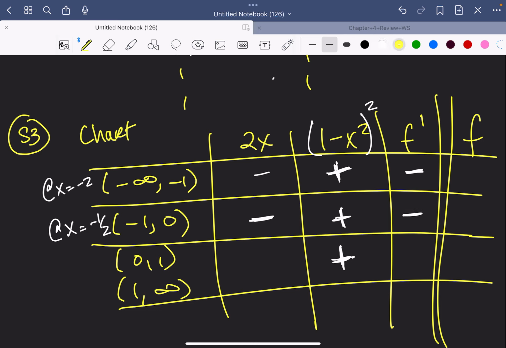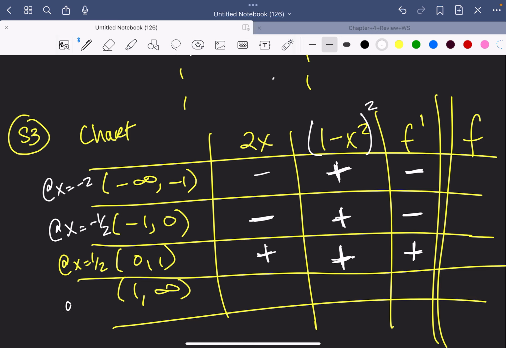Then something in the interval from 0 to 1. Let me grab this and pull that down a little bit. Something in the interval from 0 to 1, maybe at x is equal to a positive 1/2. We get a positive divided by a positive is positive. And then maybe at x is equal to like 311, we get a positive divided by a positive is positive. So our function is decreasing, increasing, and increasing, right?